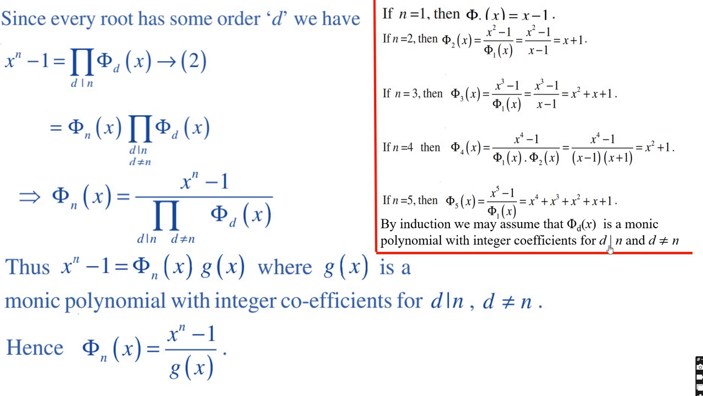What is the relation between d and n? d divides n, d not equal to n. So that is what is mentioned here: x power n minus 1, which is this, where this g of x is a monic polynomial with integer coefficients for d dividing n, d not equal to n. So you have phi n of x, just cross multiply, you have this.